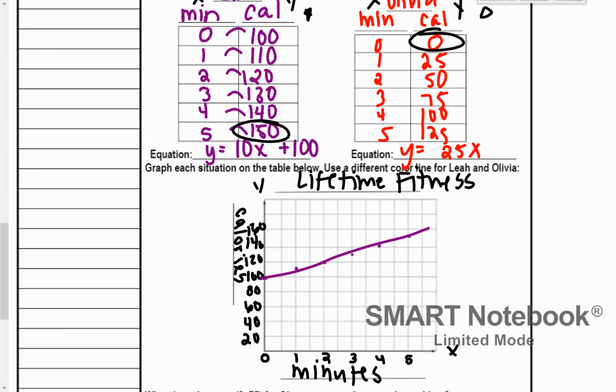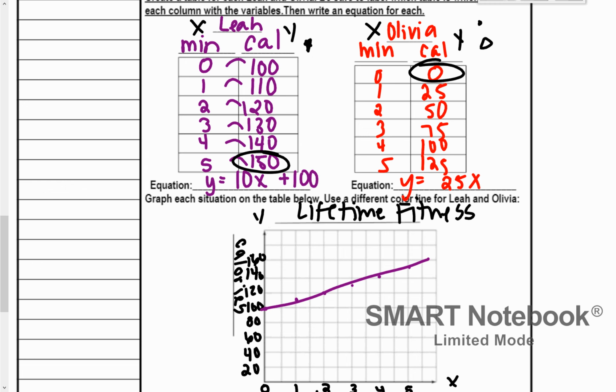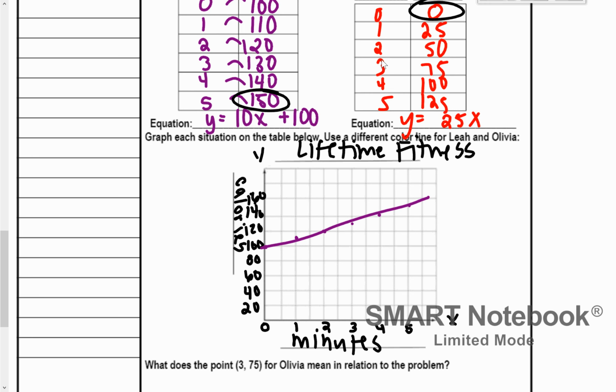Okay, now let's look at Olivia, which I'm going to do in red. She started at 0 minutes, 0 calories. 1 minute, 25 calories. Again, you're just kind of estimating the best you can where that 25 would be. 2 is 50. 3 is 75. 4, 100. 5, 125. Now we're going to connect to draw a line. Okay, so this is Leah and Olivia.